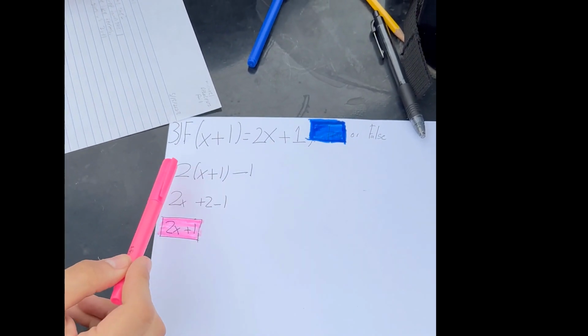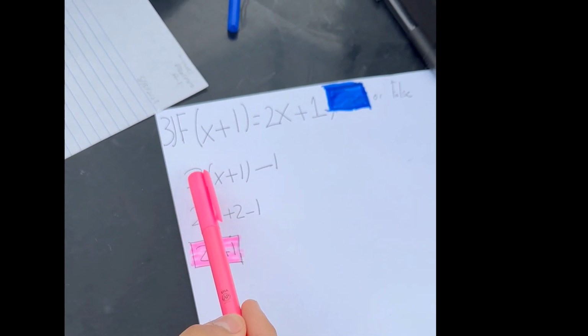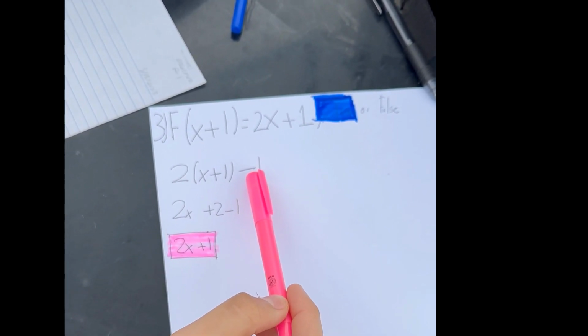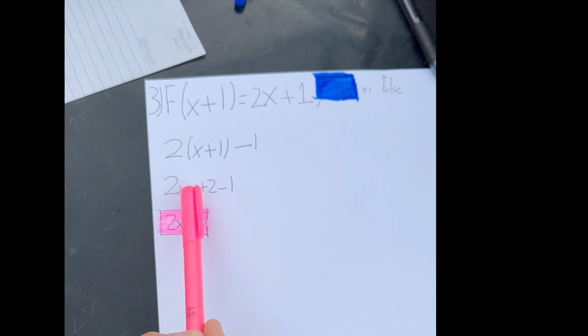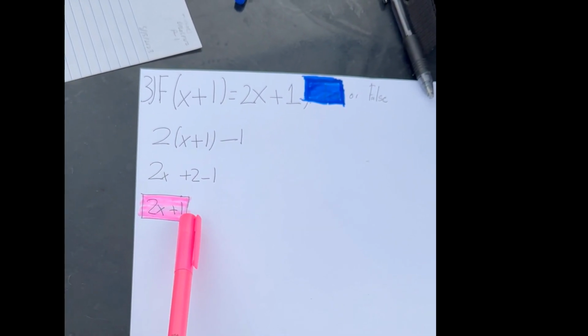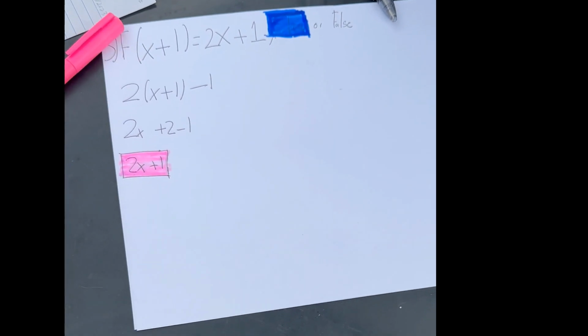All right, so first you distribute the 2, and then you drop down the 1. You drop down the 1, and then pretty much after that, you combine like terms, 2x, and then it gives us 2x plus 1, pretty much. So essentially, it would be true.